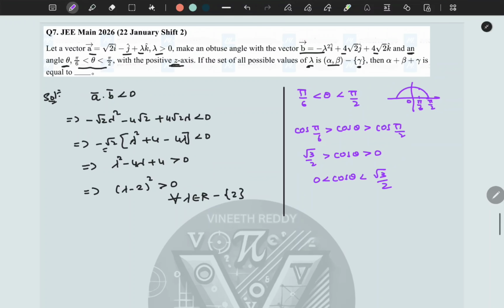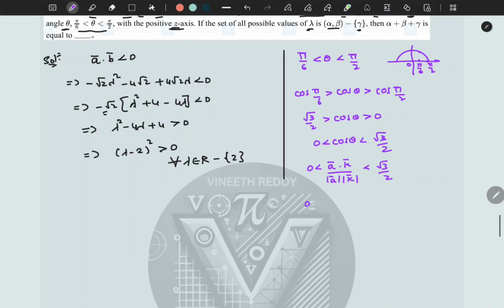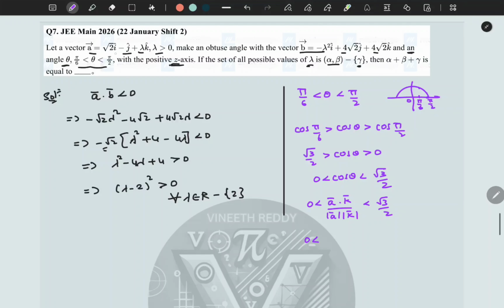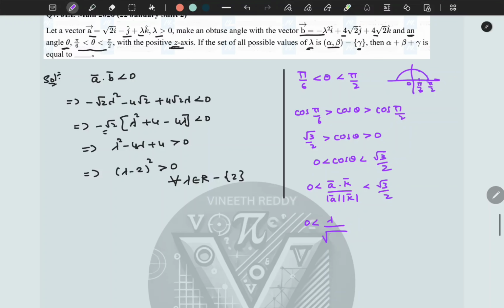Now what is cos theta equal to? Cos theta is a dot k divided by magnitude of a into magnitude of k, because theta is the angle made by vector A with the positive z axis. What will a dot k be equal to? That will be simply lambda. So the numerator will be lambda, and the magnitude of a will be under root of 2 plus 1 plus lambda square, into magnitude of k, which is 1.